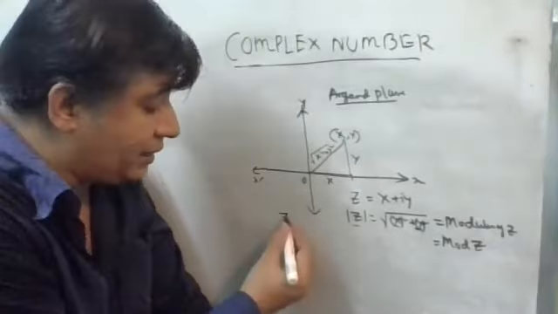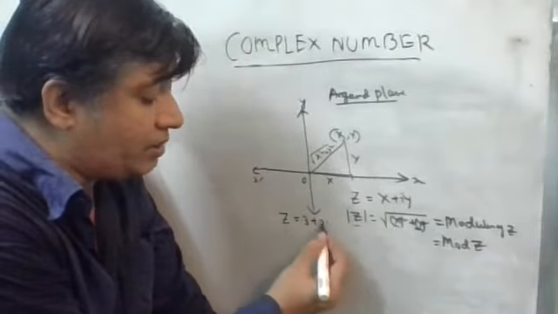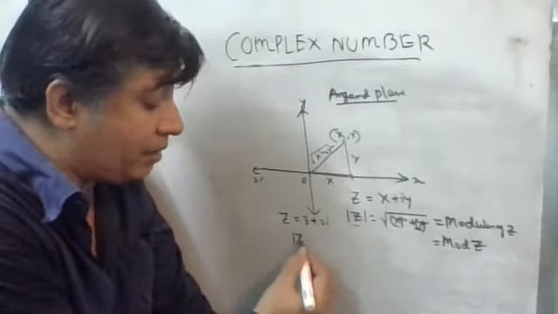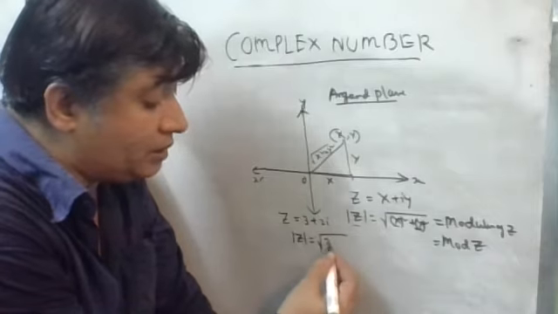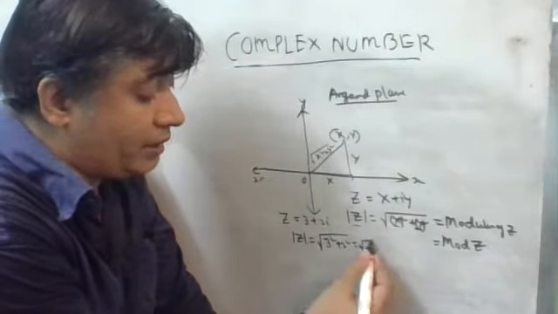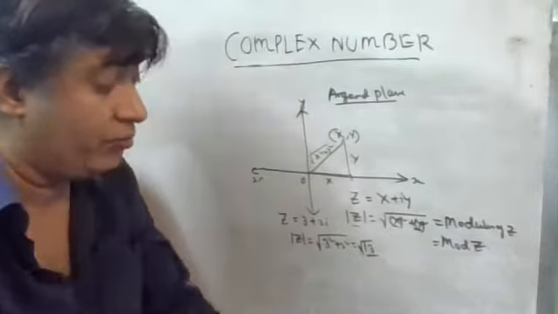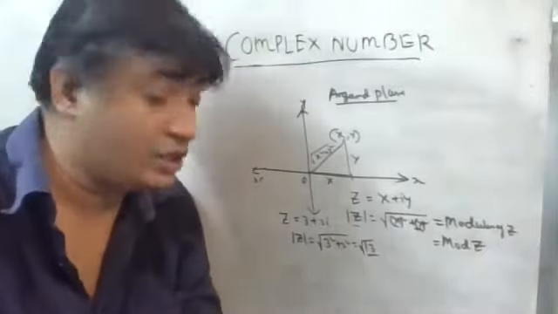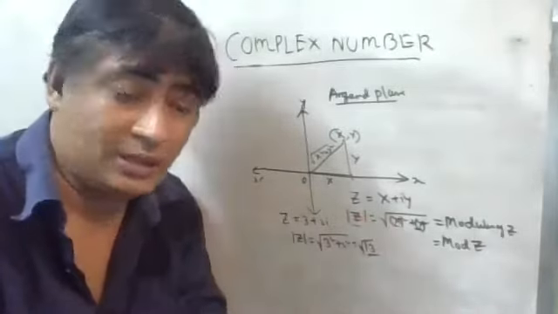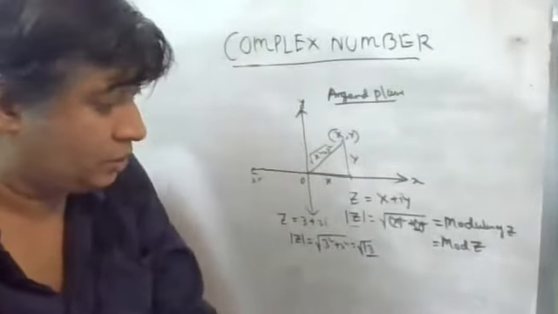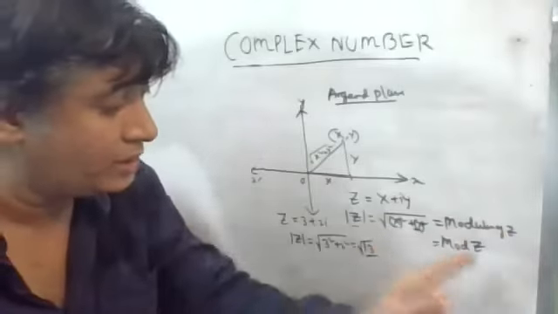So if you get z is equal to 3 plus 2i, then its modulus will be root over 3 square plus 2 square, that is root 13. In vectors it is called magnitude, a scalar value. Understand? Scalar value. So this is called the modulus of z.